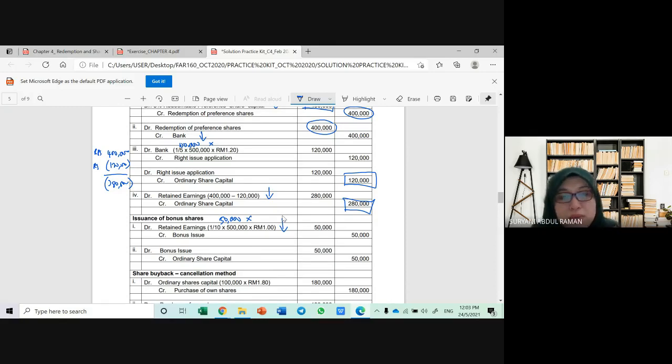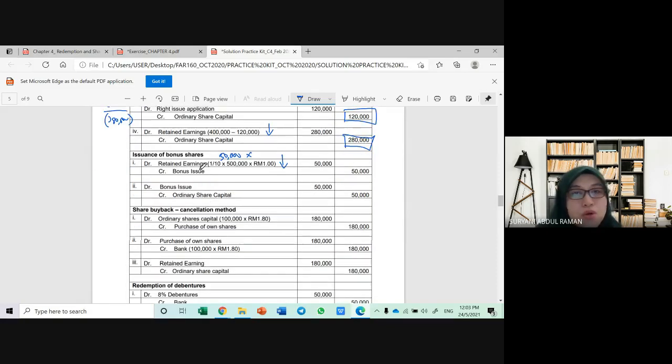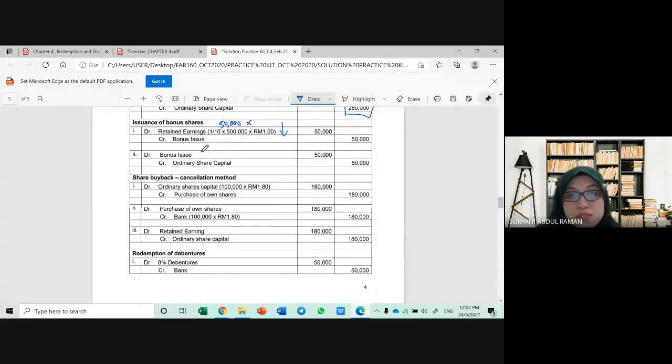So where do you take the money? Retained earnings. Debit retained earnings, 50,000. Credit bonus issue, and then close bonus issue and transfer to ordinary share capital the similar amount. Okay, we're done with bonus issue. I hope at this stage you already know how to record bonus issue because this is from chapter 3.